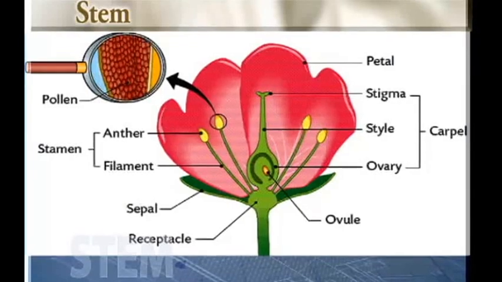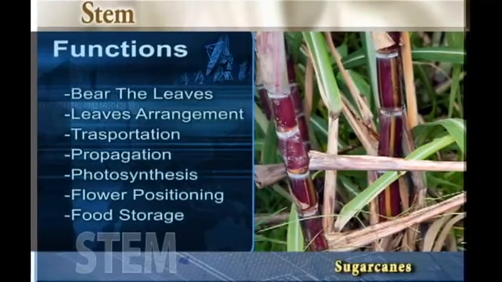Then another one, it is also used as a storage organ in some plants. For example, if we are talking about sugarcanes, it can act as a storage structure. So those are the major functions of the stem.